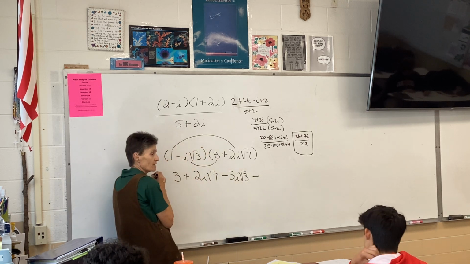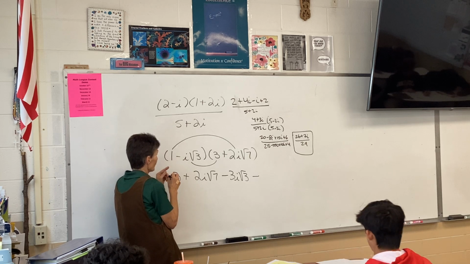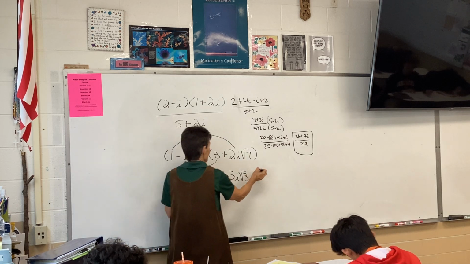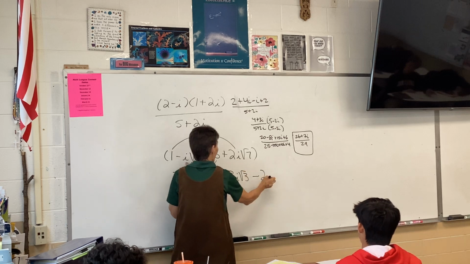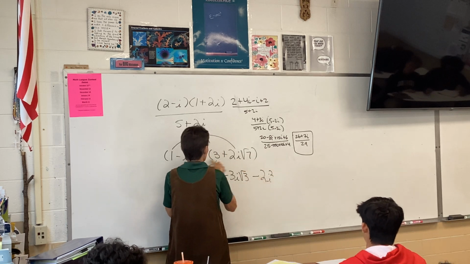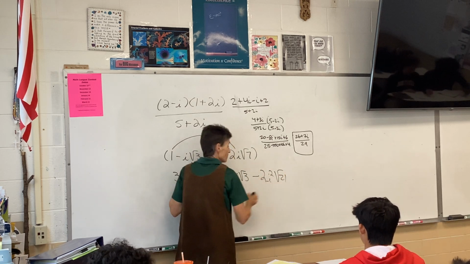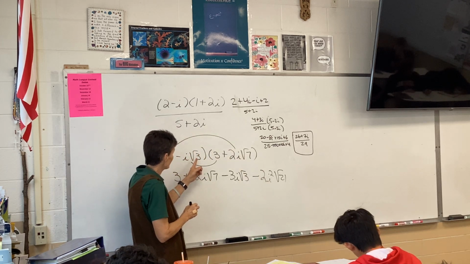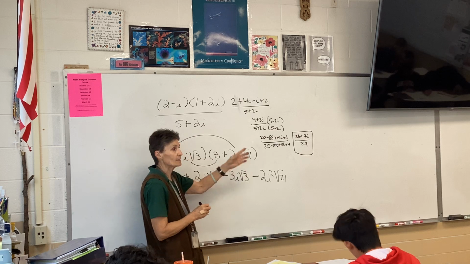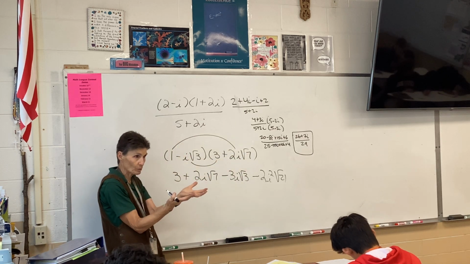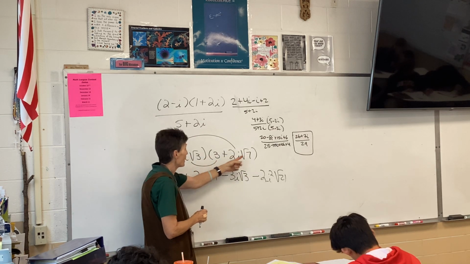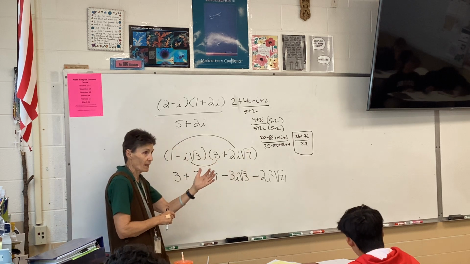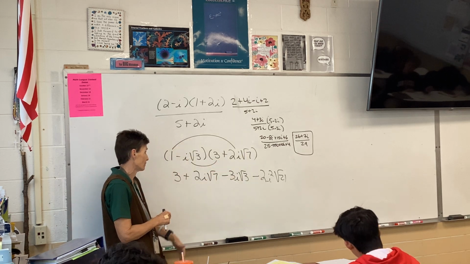Lasts, this is where the excitement comes. We're gonna have minus 2i squared root 21. Remember, the root 3 and the root 7 can be multiplied because they're both roots. The 2 and the root 7 cannot be multiplied because one's a number, one's a root.